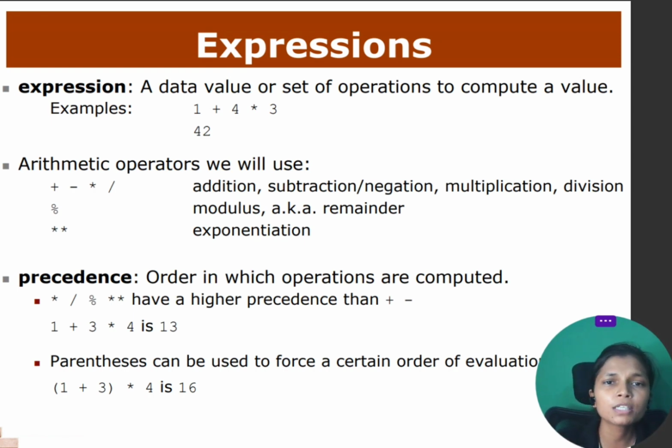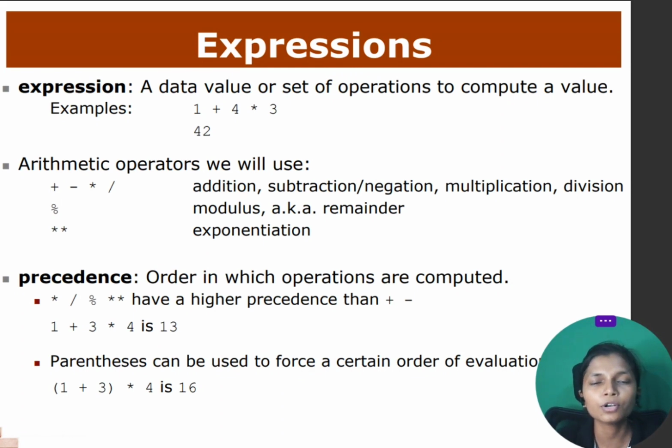So in today's video, we will be discussing expression and precedence. This is an important topic, that is why we are covering it in a separate video. What is an expression? Like in mathematics, you might have heard about expressions. It is nothing but a data value, or a set of operations to compute a value.